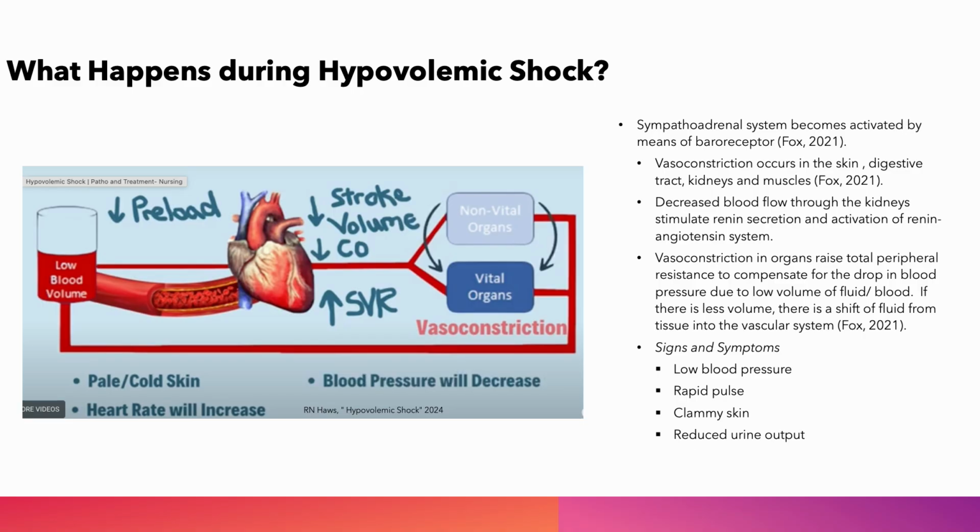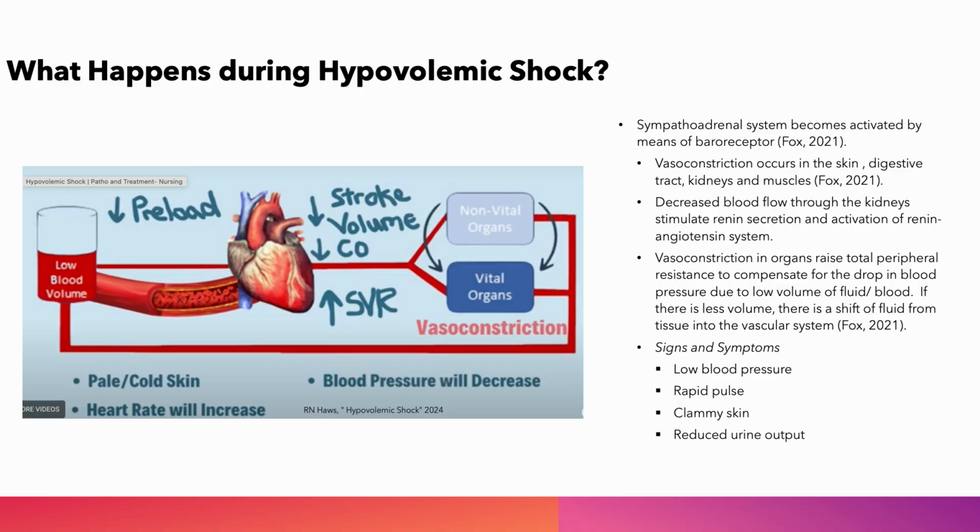At this point, the heart is working hard, and this leads to an increase in SVR. The blood starts to shunt away from non-vital organs to vital organs like the heart and the brain. Essentially, organ failure will start due to not enough blood volume circulating throughout the body. This is going to cause low blood pressure, rapid pulse, clammy skin, and reduced urine output.